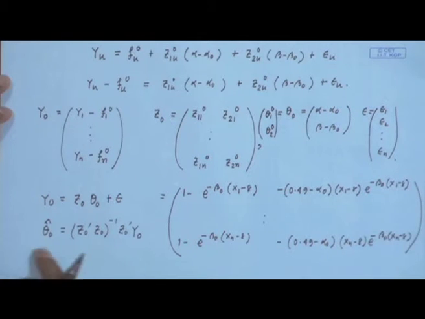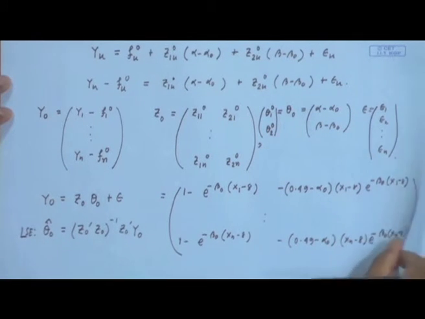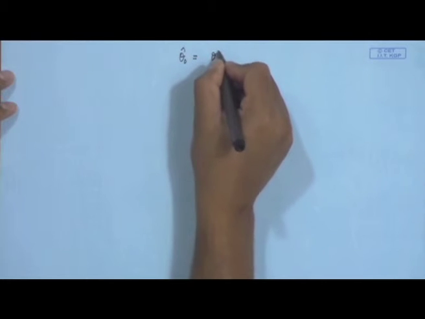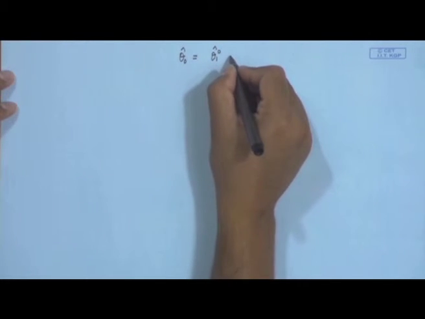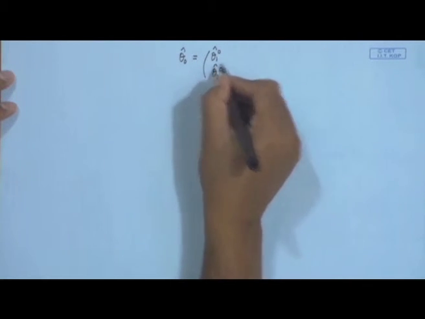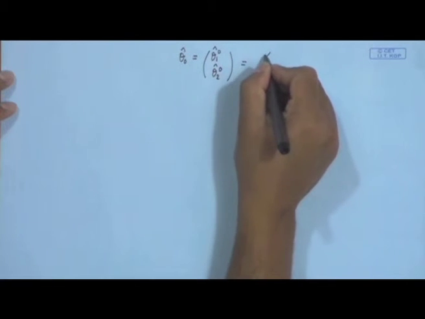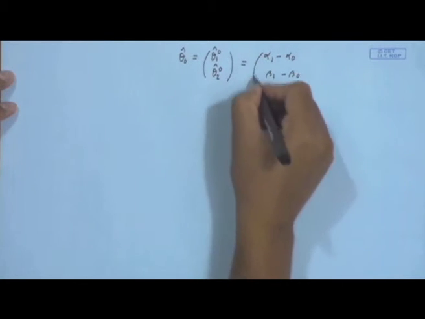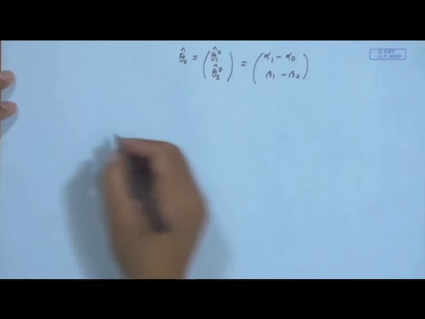Well, so we have found the least square estimate of theta naught. So, what we have observed is that we got theta naught hat, which is equal to theta 1 naught hat, theta 2 naught hat, that is alpha 1 minus alpha naught, beta 1 minus beta naught. Okay. So, the estimate of all these things.